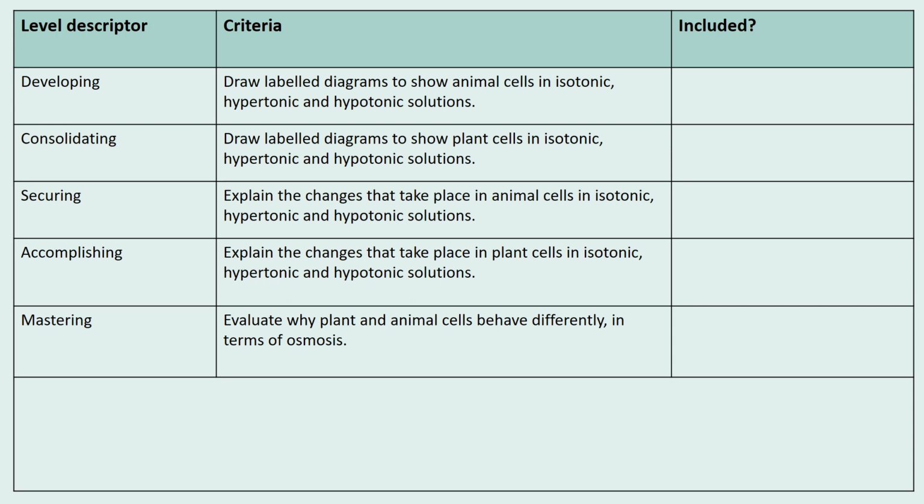And then finally, to top it all off, evaluate. So that's where you give the advantages and disadvantages and a conclusion. Evaluate why plant and animal cells behave differently in terms of osmosis. So you can link that to why it's so important, this process in plants, keeping that high turgor pressure.